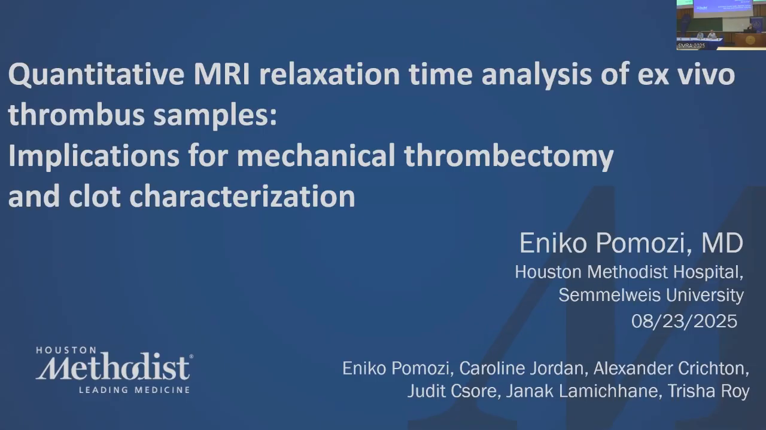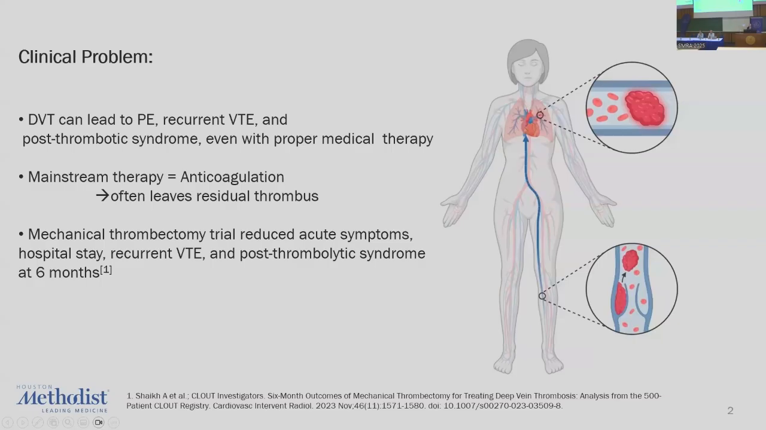Good afternoon, everyone. I would like to show our work on MRI relaxation times on ex vivo human thrombus samples. Venous thromboembolism is not just an acute problem. The first-line treatment is anticoagulation, but even with proper anticoagulation, these patients are at risk of further complications. Mechanical thrombectomy has emerged as an alternative therapy, and for example, the CLOUT registry showed results of shortened hospital stay length and better outcomes after mechanical thrombectomy.